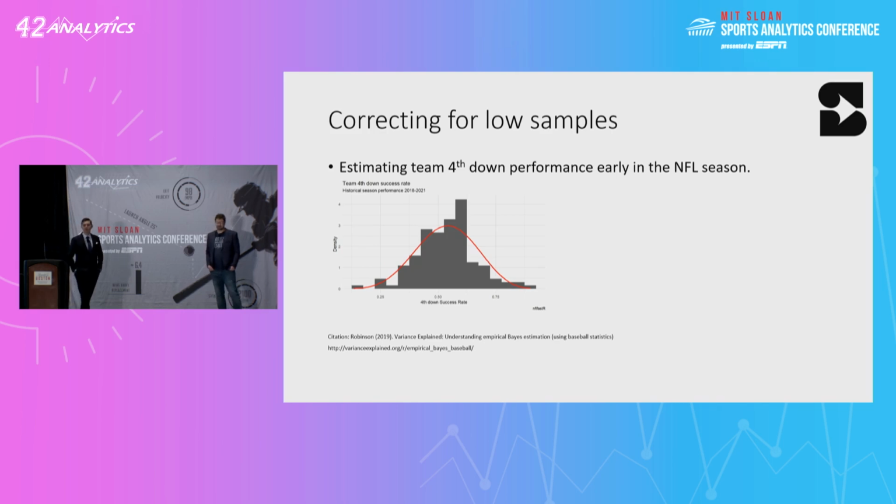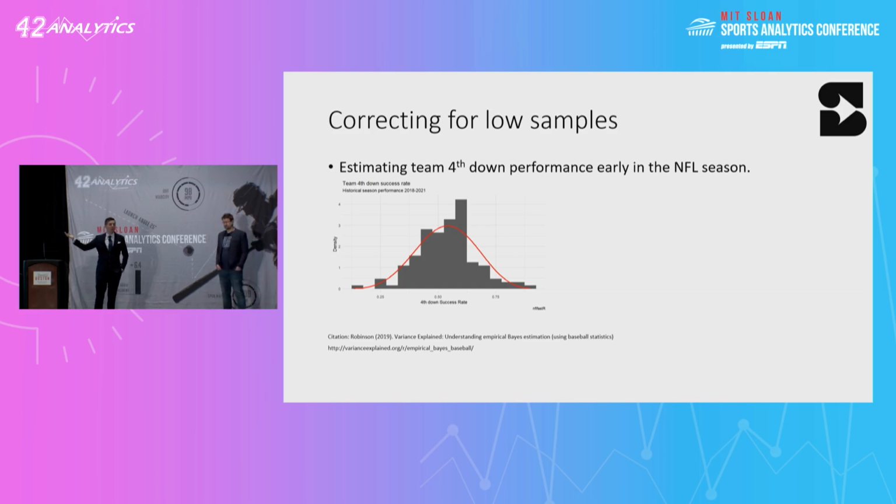And one of the things that we wanted to propose, not just with 4th down decisions, but in general for a lot of these things having to do with success rates. For those of you who aren't familiar, Daniel Robinson, or D-Rob as he's known in the analytics community, published an article in 2019 on Variance Explained that talked about using empirical Bayes to estimate baseball data. Well, here we can use it for 4th down success rate. So we take a beta distribution and we fit that beta distribution to 4th down outcomes. And why would we do this?